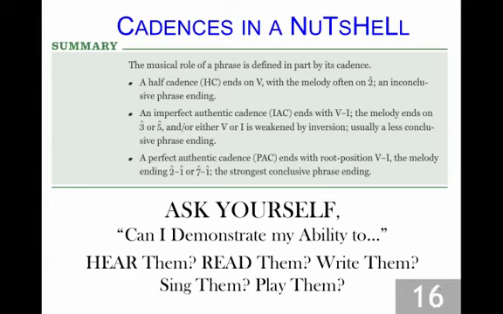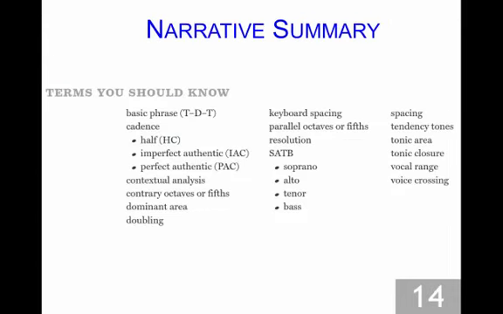So, the 4-1-1 of cadences in a nutshell. Half cadences end on the dominant. Imperfect authentic cadences end on tonic, but are a little weaker because bass and soprano aren't the same. And the strongest phrase will include bass and soprano being the same. Ask yourself, can I demonstrate my ability to hear them, read them, write them, sing them, play them? You tell.